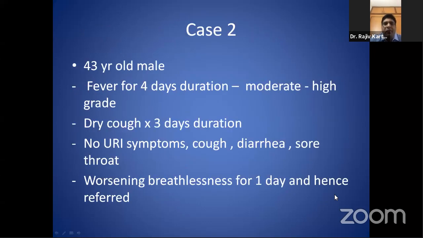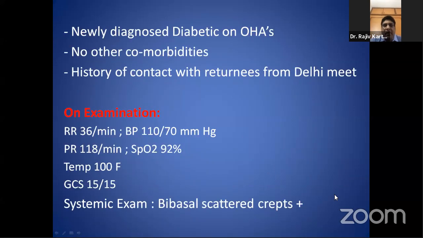Next. So this is a 43-year-old male. He had fever for 4 days duration, moderate to high grade, and dry cough for 3 days. No upper respiratory symptoms, diarrhea, or sore throat. And he had worsening breathlessness for 1 day, and hence he was referred to our hospital. Next. He was a newly diagnosed diabetic on oral hypoglycemic agents. Sugars were well controlled. No other comorbidities. He did have some history of contact with returnees from the Delhi meet 10 days prior to the onset of his illness.